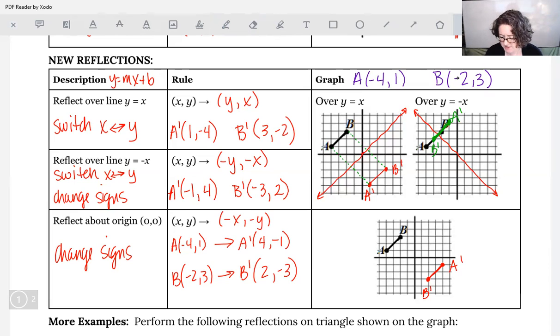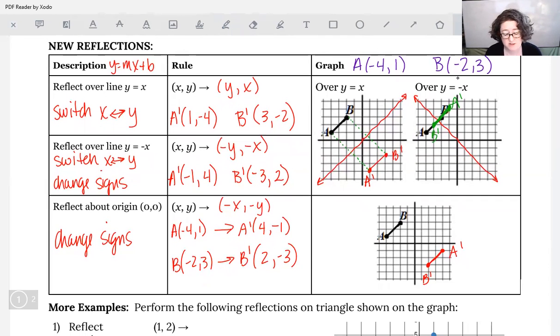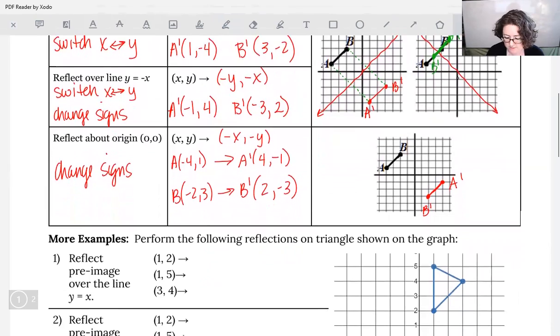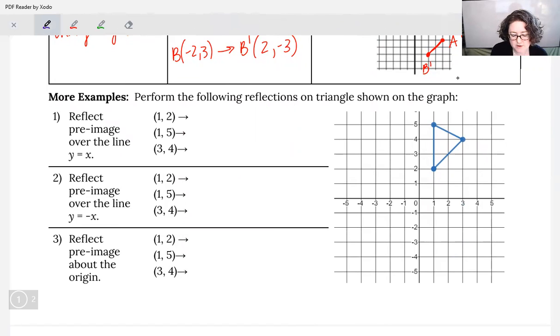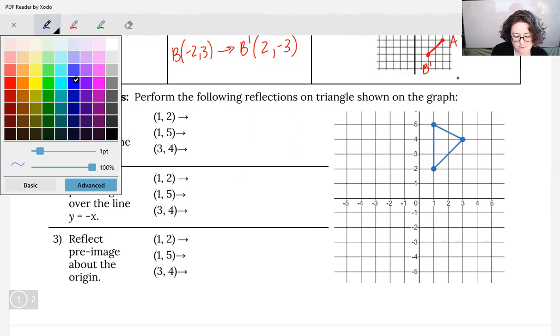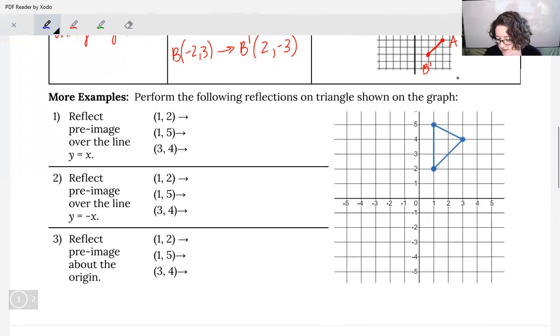So let's look at a couple more examples. So we're going to perform the following reflections on the triangle. So let's up the ante, use a different shape. So here we go. So each one of these reflections we're going to do on our blue triangle. But our blue triangle, that's kind of what we're starting with. So I'm going to actually rename that guy. I'm going to call that PRE. Let me center that a little better. PRE for pre-image.